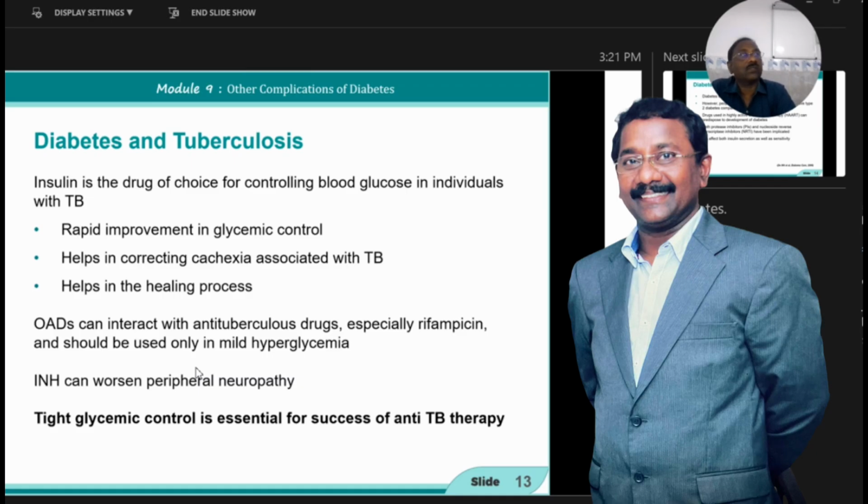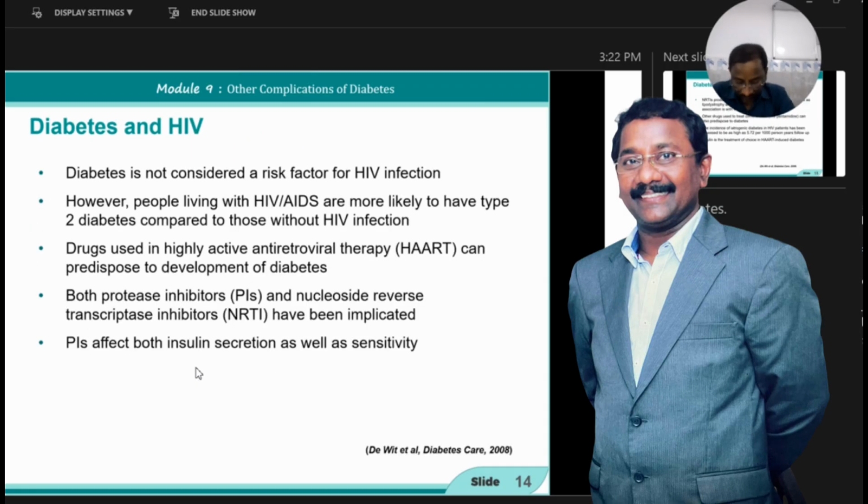OADs can interact with the anti-tuberculous drugs, especially rifampicin, and should be used only in mild hyperglycemia, maybe after 3 months or 4 months or 6 months. INH can worsen the peripheral neuropathy, that you all know. So side effects you should know: INH, peripheral neuropathy; rifampicin, hepatitis; ethambutol, optic atrophy; pyrazinamide, hyperuricemia and arthralgias. So when the fellow is on the ATT, whenever he complains of these things, definitely attribute them to the drugs. Tight glycemic control is essential for success of anti-tuberculous therapy.